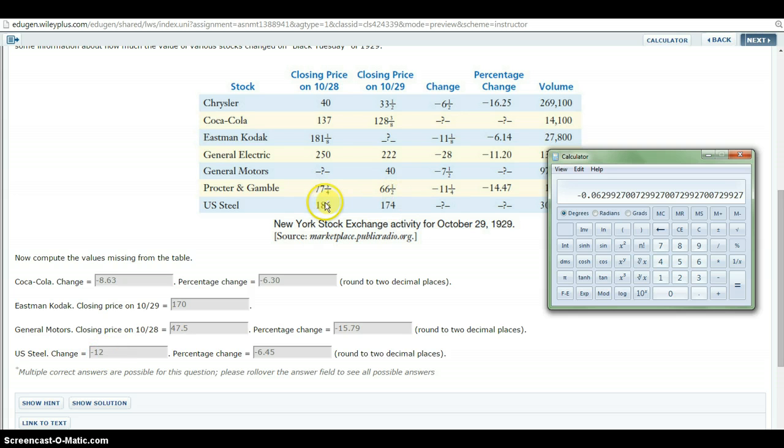US Steel, we have both of the closing prices, subtract to get 12. It went down 12, hence the negative, and the negative 12 over this 186 would give us a negative 6.45 percentage.